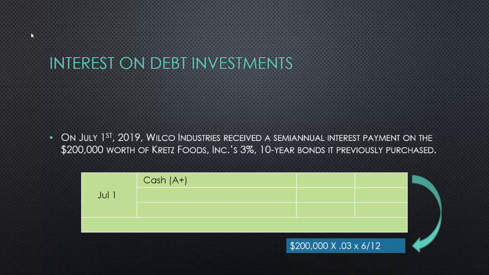We can take the face value, or the principal, if you will, of the bond, which is $200,000, multiply it by rate, which is stated as 3%, and multiply it by time. Since it's a semi-annual interest payment, that's every 6 months, so 200,000 times 0.03 times 6/12 means we're getting $3,000 in cash. When we record this revenue that we're taking in, we can't put it under sales revenue or service revenue or even dividend revenue, because that's not the source. It's interest from bonds, so we're going to call it interest revenue, and that is going to be credited for $3,000. We received interest on our Kretz food bond.